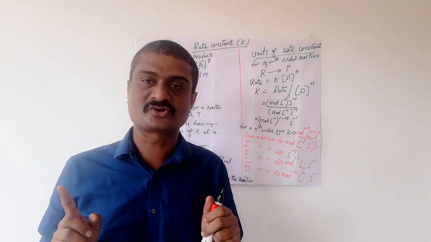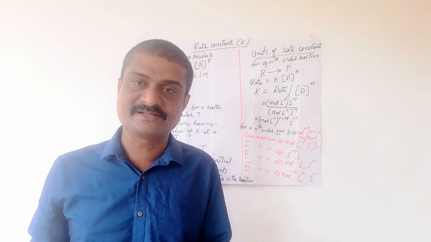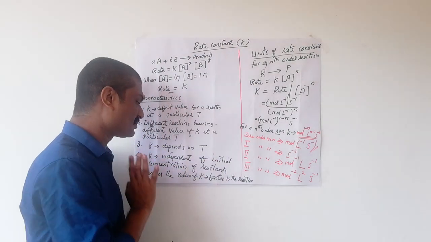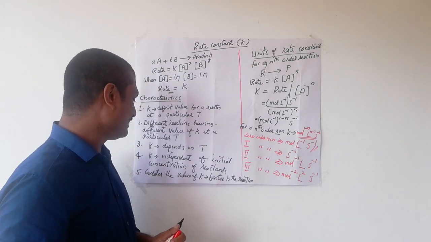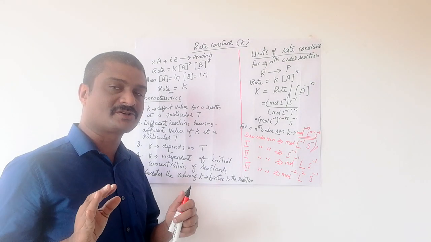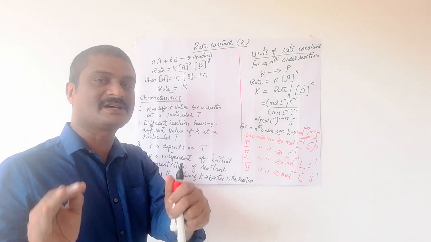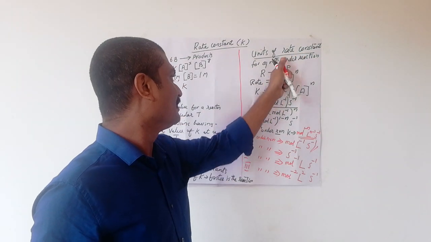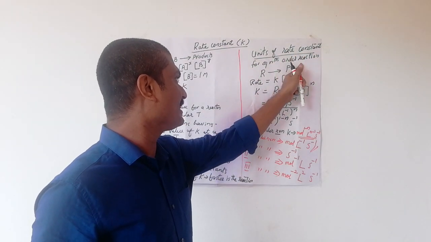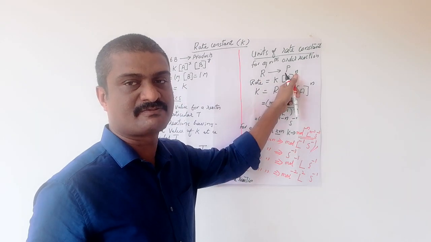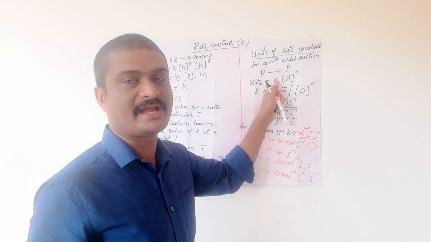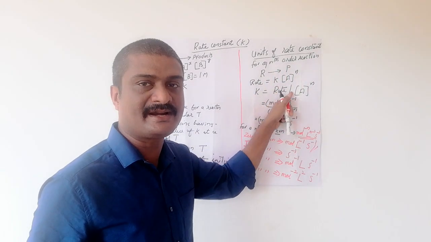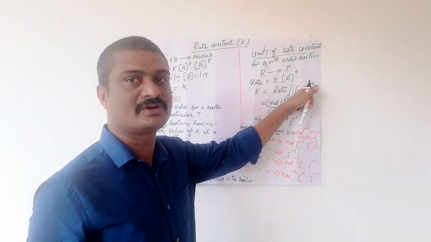The value of K depends on temperature. Okay, when the temperature changes, the value of the rate constant also changes. The value of K is independent of the initial concentration of reactants, and the value of K is a measure of the speed of the reaction. The greater the value of K, the faster is the reaction. And units of rate constant: for an nth order reaction, R gives P, its experimentally observed rate law is rate equals K into the molar concentration of A raised to n. Then K is equal to rate divided by the molar concentration of A raised to n.